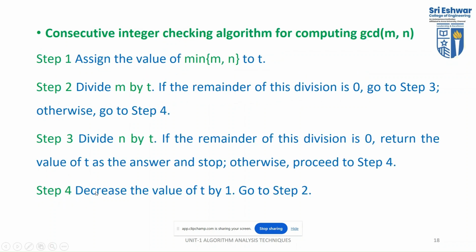Once the value of n reaches 0, we will return the value of m as the greatest common divisor. So the next algorithm for finding the GCD of m comma n is the consecutive integer checking algorithm.